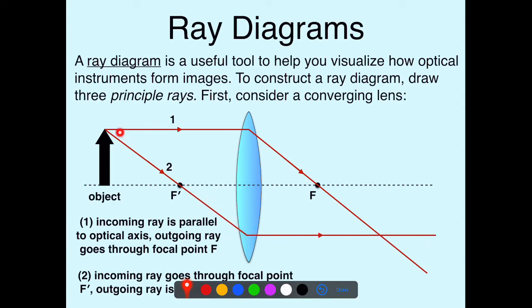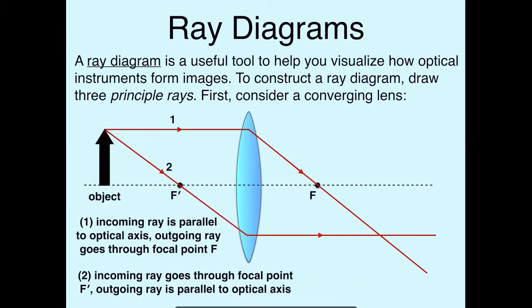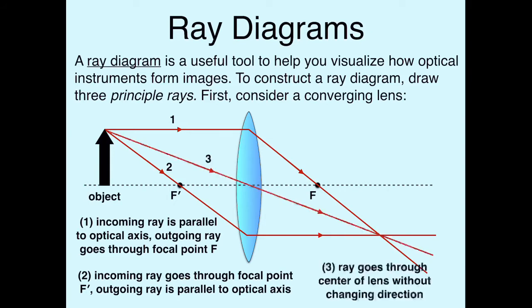So the idea behind this second principal ray is basically the same as the first, right? If we travel parallel to the optical axis here, then we have to go through the focal point over here on the other side of the lens. Now the third principal ray goes exactly through the center of the lens without changing direction.